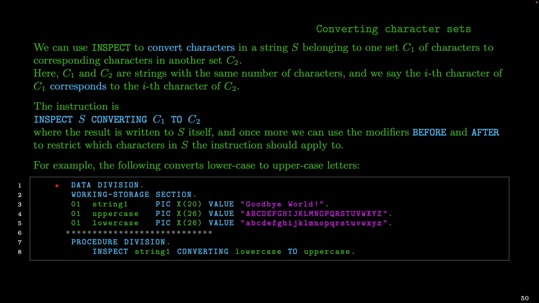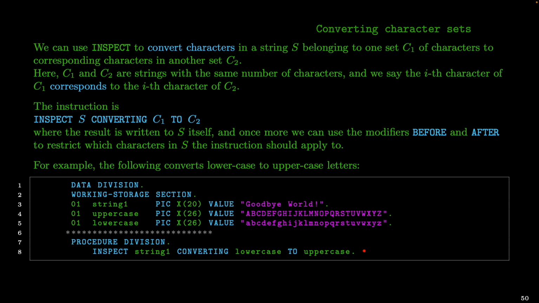Here is an example of how we could use this to convert lowercase to uppercase letters, or vice versa if you like. So in the working storage section, here's my string that I defined before, and now I define these two sets C1 and C2 as the uppercase and lowercase letters, and I simply list them all one after another in a string, and so it's clear to see which one corresponds to which. Each uppercase letter corresponds to its lowercase version. And then in the procedure division, we could use this with the instruction inspect string 1 converting lowercase to uppercase.